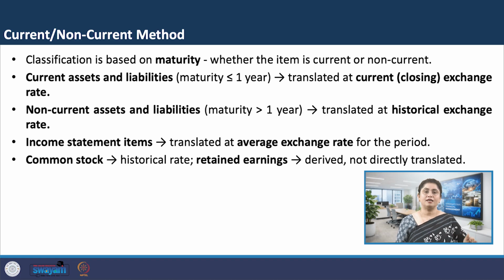Common stock is always translated at the historical rate irrespective of the method. Retained earnings, however, are not translated directly. They are a balancing figure, influenced by the translation of income, dividends, and the treatment of exchange differences. This aspect remains consistent across all the four methods.